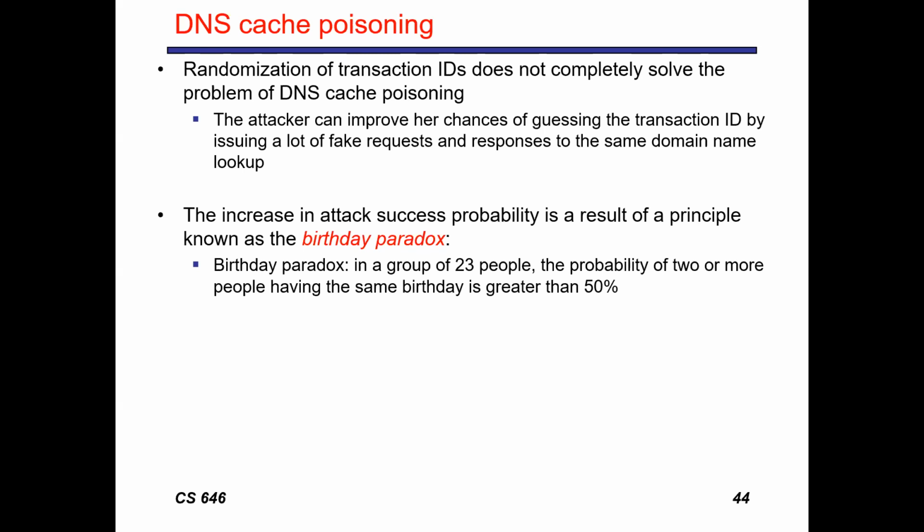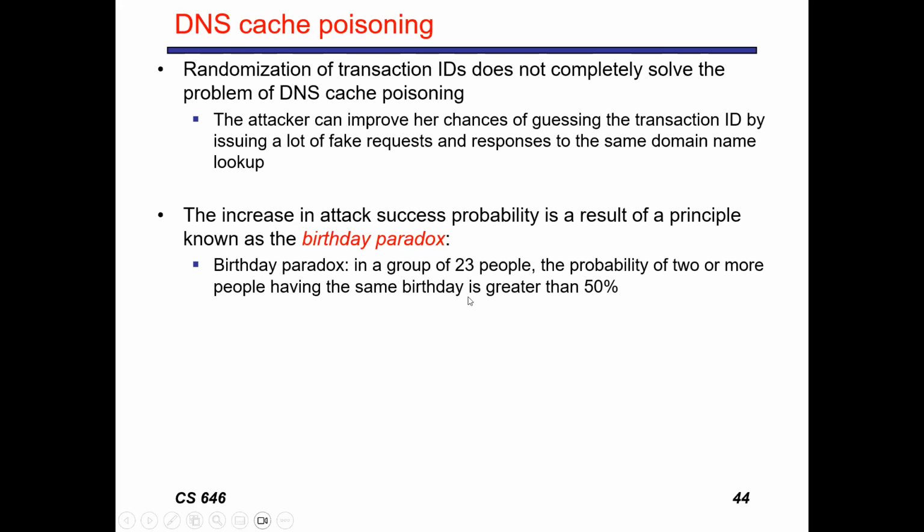You have to recall the birthday paradox. I'm sure you have studied it in some cryptography or basic security course. According to the birthday paradox, which I'm not going to explain in detail, but to give you an idea, if you have a group of 23 people in one room, the chances that two or more of them have the same birthday are greater than 50%.